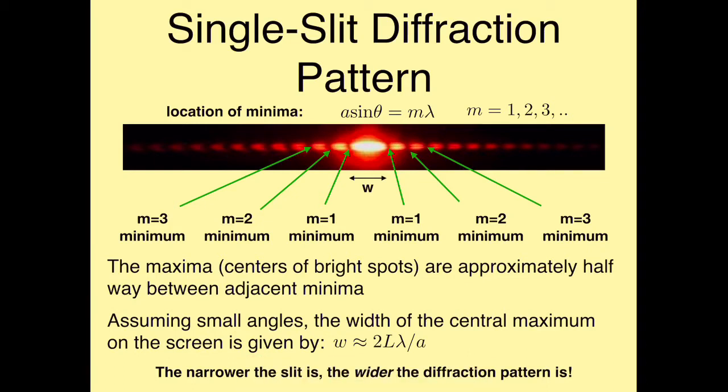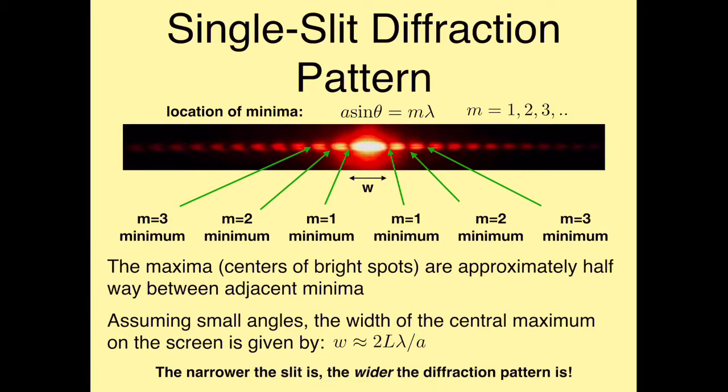Now, one thing that we're going to see later on is that most of the light energy is contained in that central spot. And these other spots are very dim and they have very little energy compared to that central bright spot. So sometimes we want to know how wide is that central bright spot. So as long as angles are small, we can approximate the width of that central maximum on the screen to be W is approximately equal to 2L times lambda divided by A.